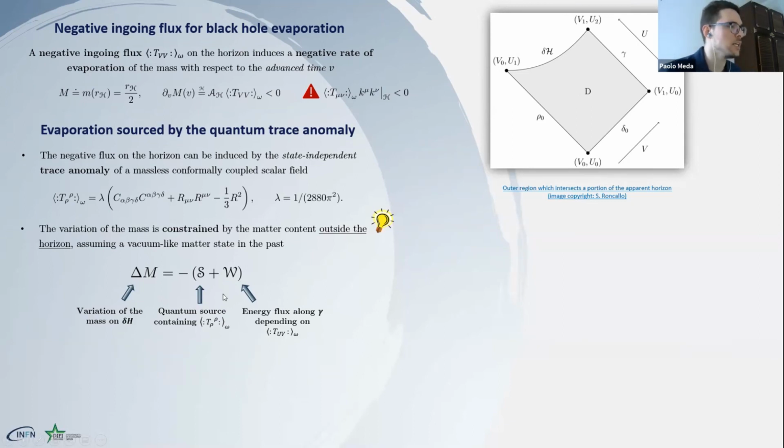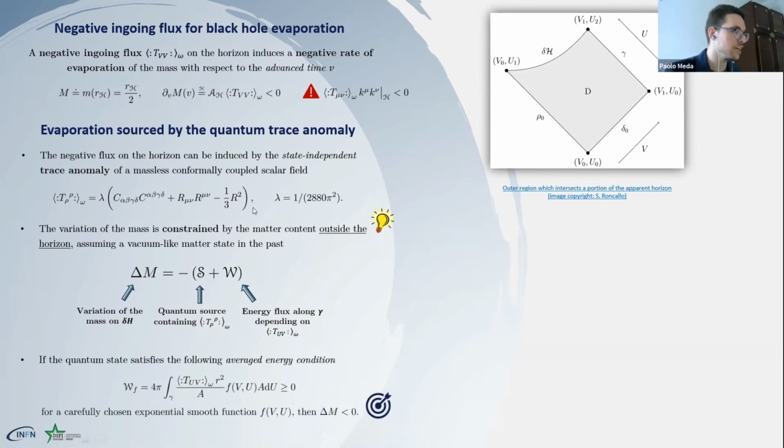And in particular, if one can prove that the trace anomaly can force the variation of the mass to be negative on the horizon, then we can conclude that the evaporation is occurring because of the presence of the trace anomaly in your system. And the point is that you can obtain such a result if you add another condition to your system.